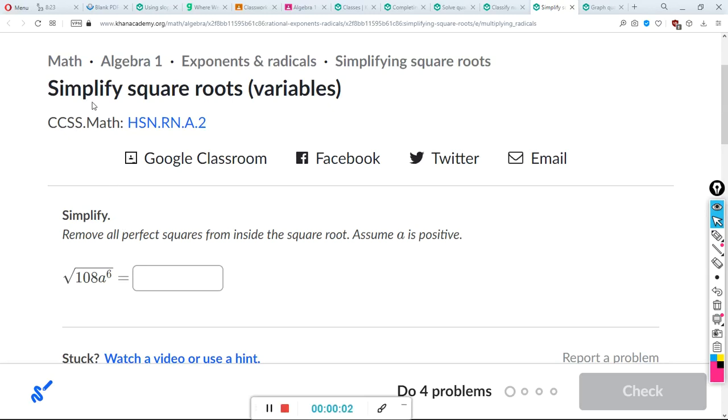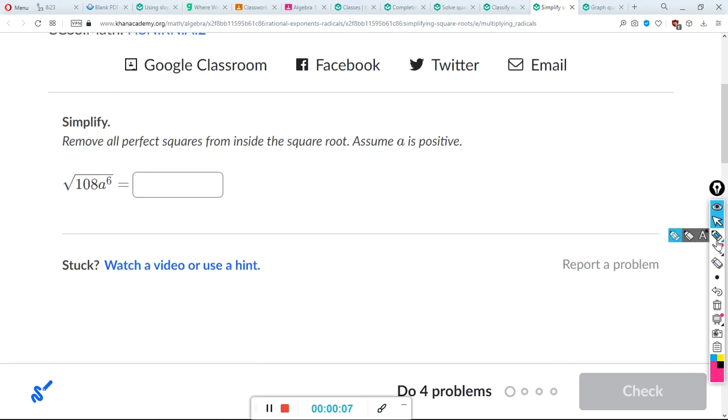Alright, this will be for the assignment, simplify square roots with variables. So we already did something similar to this, but now we're introducing a variable. So we have the square root of 108 times a to the 6th. And we can really simplify those separately. We could do the square root of 108 times the square root of a to the 6th.